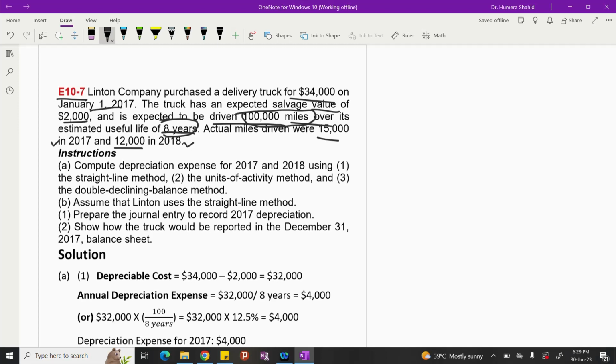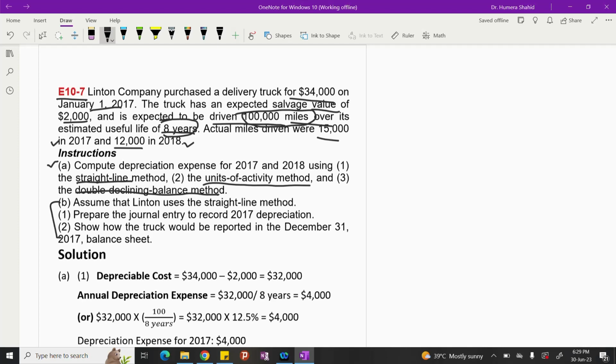Let's read the requirements. Number 1. Compute depreciation expense for 2017 and 2018 using the straight line method, the first method, the unit of activity method, the second method, and the double declining balance method. I will come to point number B once I'm done with point number 1.